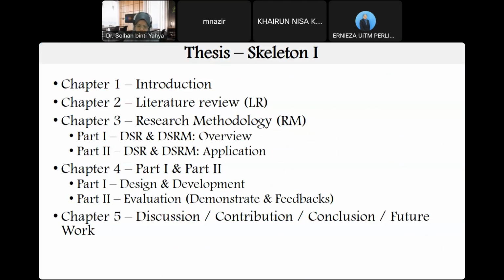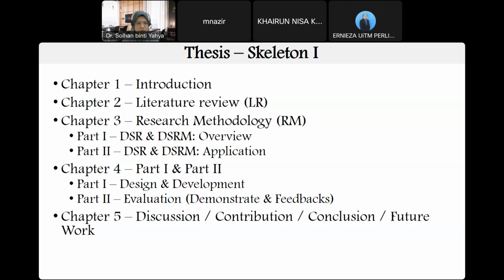And then chapter 4, we have a part 1 where you design and develop your solution, your artifacts. The most difficult chapter in the design science research thesis is chapter 4, particularly part 1, right? So part 2 is your evaluation, which consists of demonstrating, putting your solution to work, putting it through, and then feedback. Measure in terms of utility, measure in terms of efficiency, feedback, users' feedback, and so on. This is part 2, evaluation.